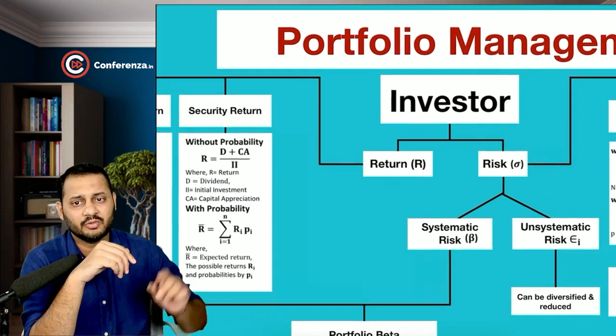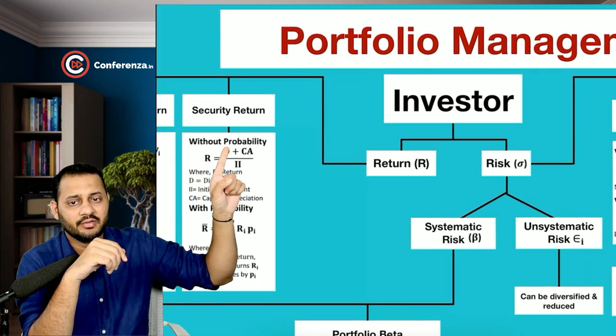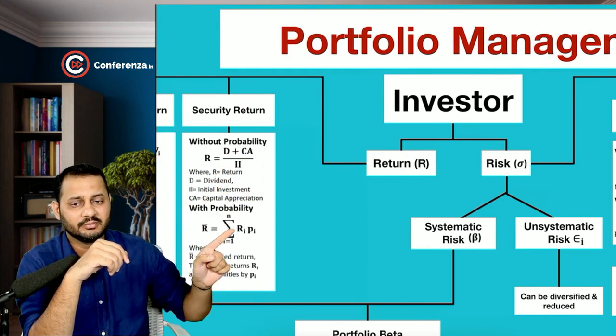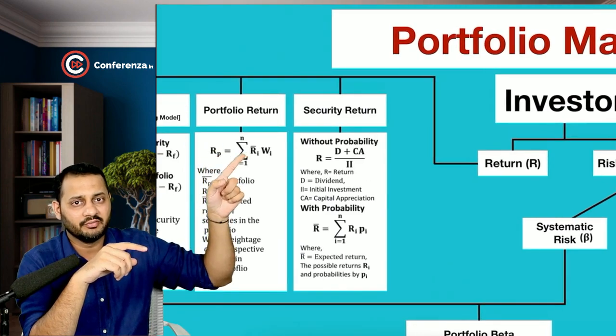We have discussed the single security return without probability, which is return equal to dividend plus capital appreciation divided by initial investment. With probability, it is nothing but Ri into Pi. When we discuss the portfolio return, it is nothing but the weighted average return.